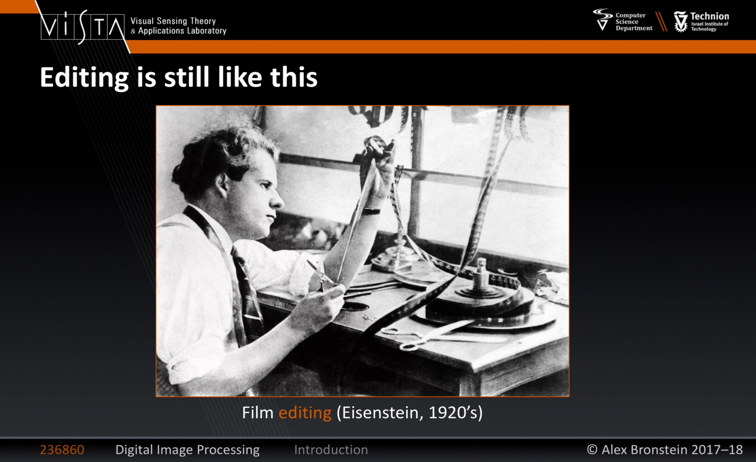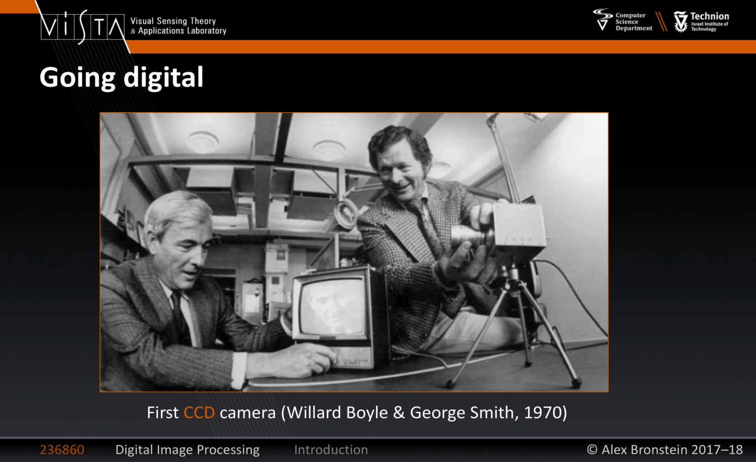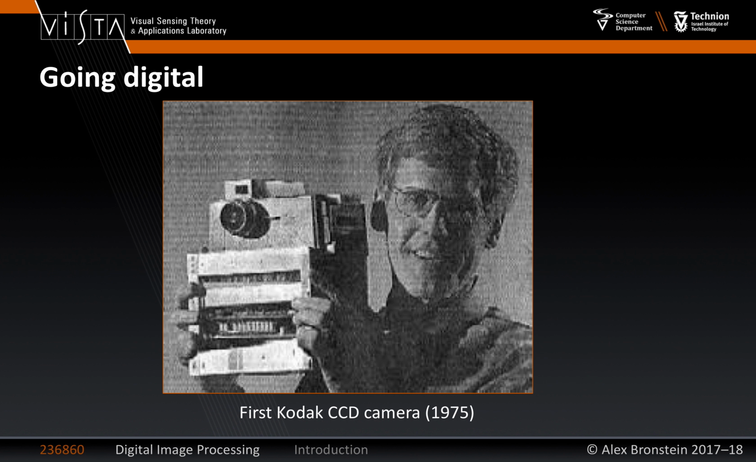It's a painstaking process. So basically, one of the reasons for going digital was the fact that once the image is represented in a digital format, editing and manipulation of the image becomes incredibly more powerful. Okay, so this was one of the first, or the first, digital image sensor. It was a charge-coupled device, CCD, invented by Boyle and Smith. This is the first Kodak CCD camera.